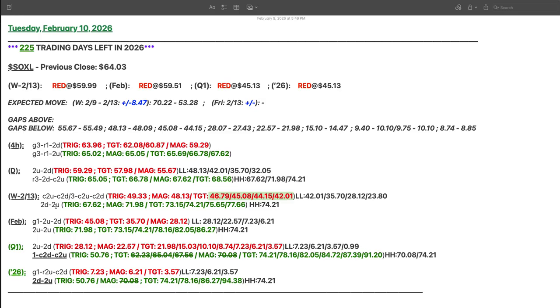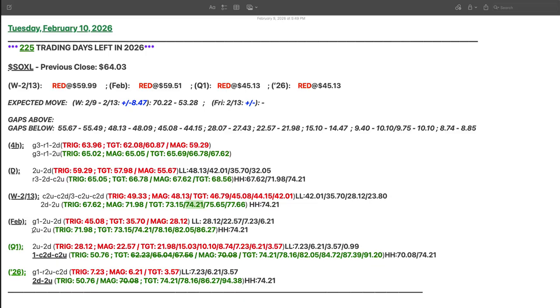If we go 2 up on the week, we've got this reversal setting last week as a higher low, triggering at 67.62, magnitude of 71.98. If we do happen to reach 71.98 and continue to press higher, we've got our extended targets listed here for you, especially including that 74.21, which is all-time high.